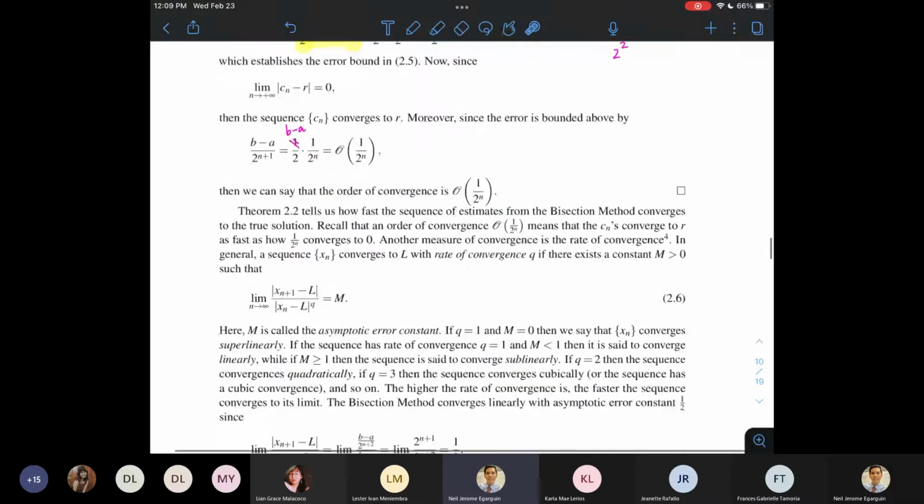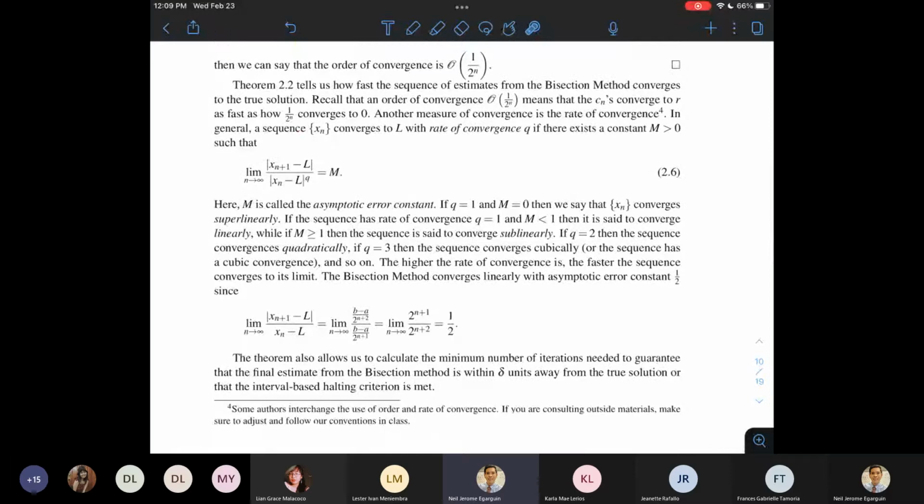Now we'll pick up where we left off last time. Here I'll try to give you another measure of convergence. Okay. So we all know that the bisection method converges at an order of big O of 1 over 2 to the power n. Now another measure of speed of convergence is what we call the rate of convergence. So we say that a sequence of x sub n's converges to L with the rate of convergence q if and only if we can find a constant greater than 0 such that this limit given in equation 2.6 is equal to m. All right?